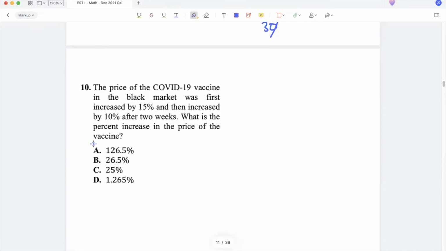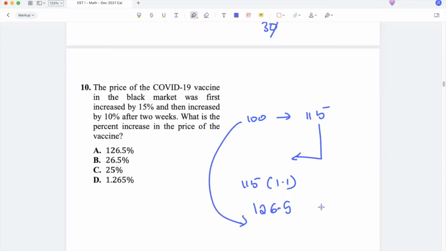The price of the COVID-19 vaccine in the black market was first increased by 15% and then by 10% after 2 weeks. What is the percentage increase in the price of the vaccine? So from 100, it went to 115. And then from 115, it went to 115 into 1.1. So that would be 11 5s are 55, carry 5. 11 into 11, 121, 26.5. So from 100, it went to 126.5. So the increase is 26.5%.